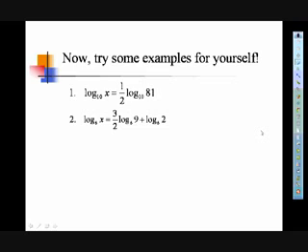The next one for you to try is log base 6 of x equals 3/2 log base 6 of 9 plus log base 6 of 2.